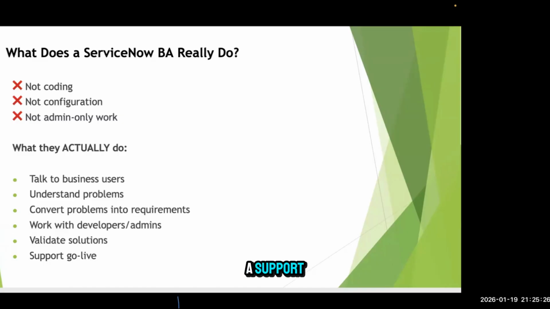And then there is support and go live. Go live is when your product is ready and you put it into the client's environment, their playground where they actually use it. For example, we developed a portal for them where they were using 10 different services. When we put it into the client's environment, that is known as go live. So this is actually what a ServiceNow BA does.